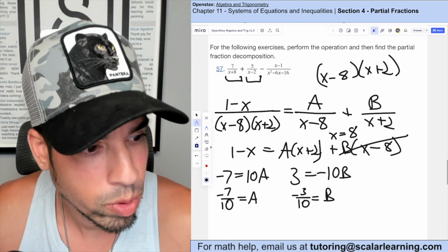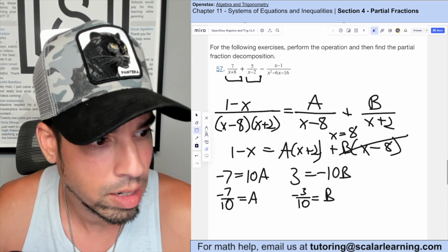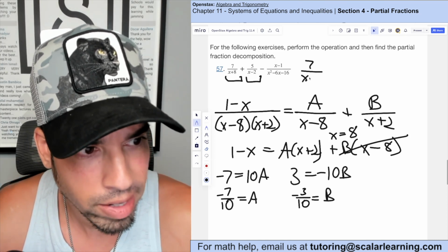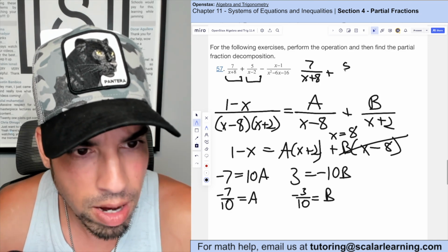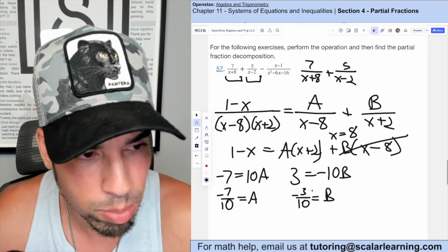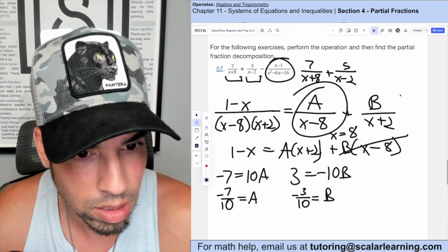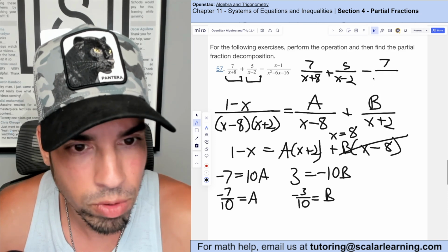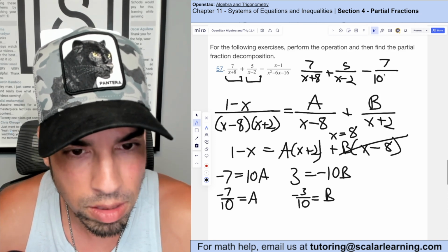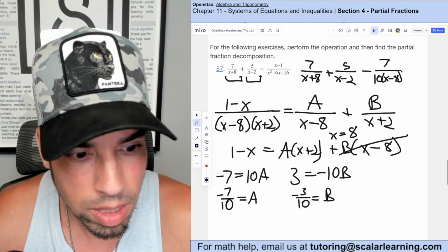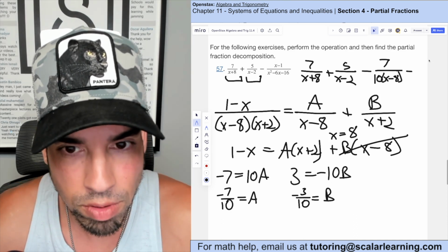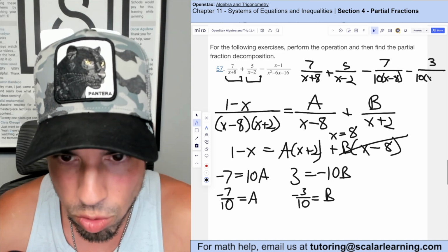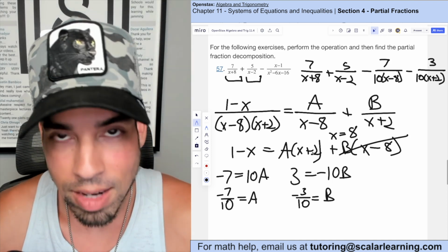Okay, now we're going to write out our final answer. And again, these guys are just chilling, right? So we got 7 over x plus 8 plus 5 over x minus 2. And now we can put the decomposition of this in these terms, right? So a is negative 7 over 10, and then we multiply by that denominator, x minus 8. And then b is negative 3 over 10, and then we got the x plus 2, like so. And that is how you do it.